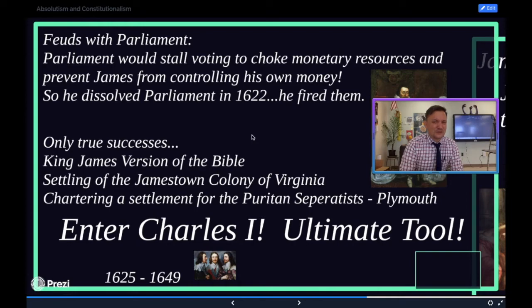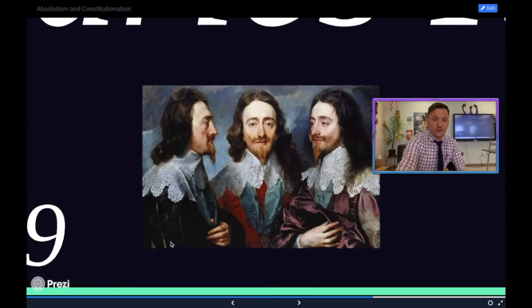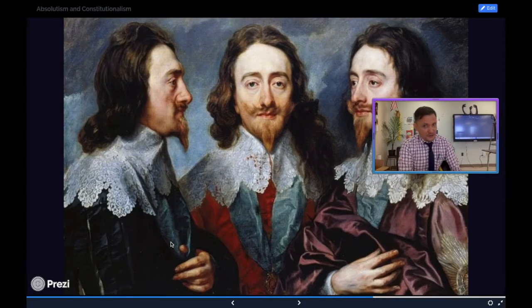Oh, we're left with Charles, the really angry kid, the guy that's kind of mad at his dad in a weird way. He's like, what are you doing all the time? You left me in Scotland, blah, blah, blah. And here comes Charles, right? So Charles is going to rule from 1625 to 1649. And this is what Charles looks like, okay?